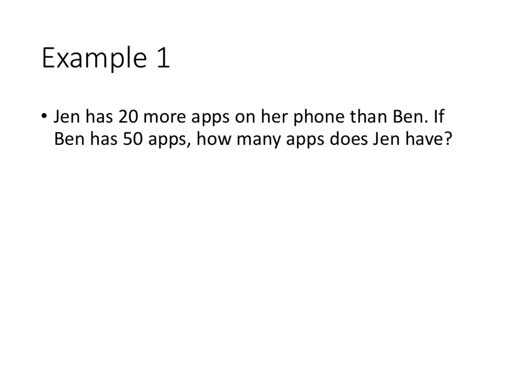Here's our first example. Jen has 20 more apps on her phone than Ben. If Ben has 50 apps, then how many apps does Jen have? The first sentence here gives us a relationship between the number of apps that Jen has and the number of apps that Ben has. So the part here that says 20 more apps than Ben, if we call the number of apps that Ben has, maybe we'll call that capital B, then 20 more than Ben is simply 20 plus B.